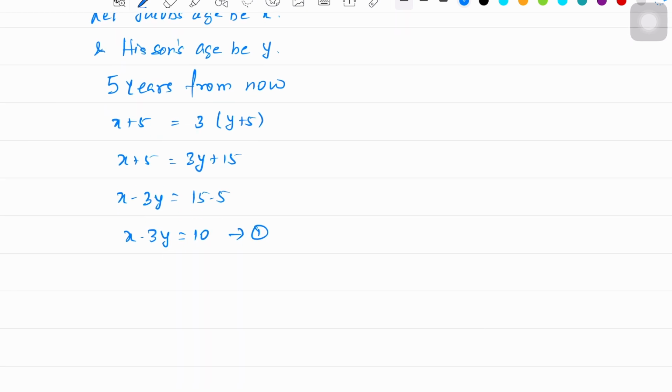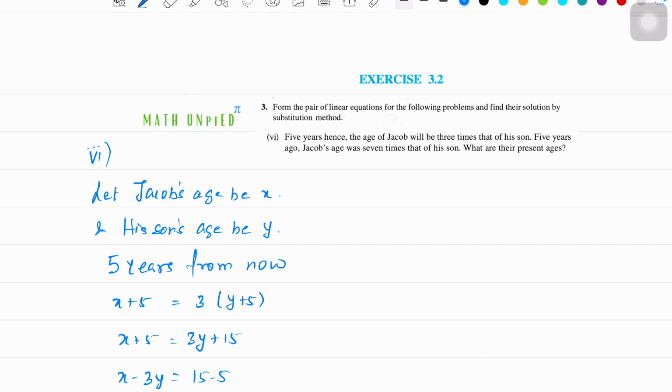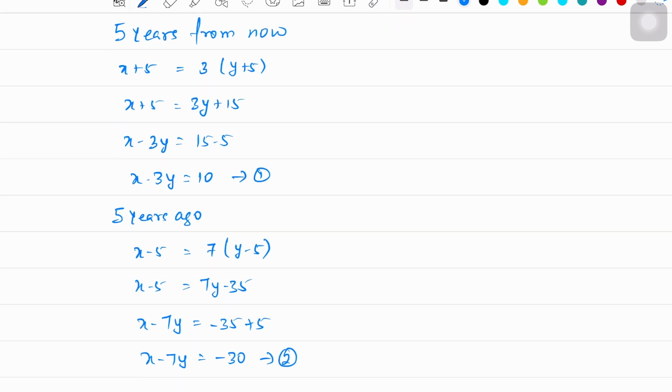And what is the second condition? 5 years ago, Jacob's age was 7 times that of his son. So x minus 5 equals 7 times (y minus 5). So x minus 5 equals 7y minus 35, or x minus 7y equals minus 35 plus 5. x minus 7y equals minus 30. Let this be equation 2. So we've got two equations. We'll solve them by substitution method.